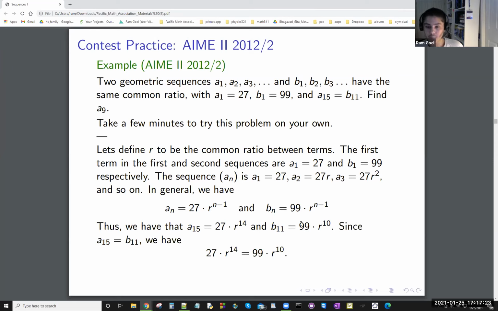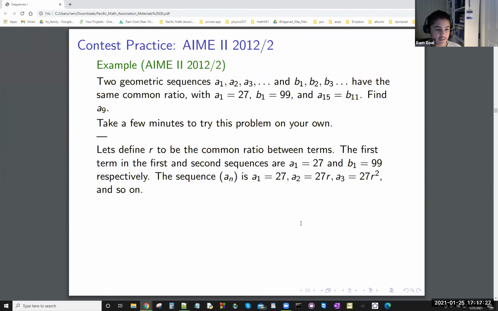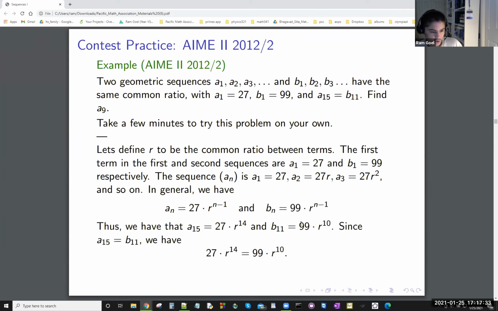Like Suresh is saying, the most important part of this problem is setting up the geometric sequence and finding the general term, specifically finding A sub 15. From there, it's a computation. But let's just go through that. We have this equation from A sub 15 is B sub 11. So now we can use this to solve for R.